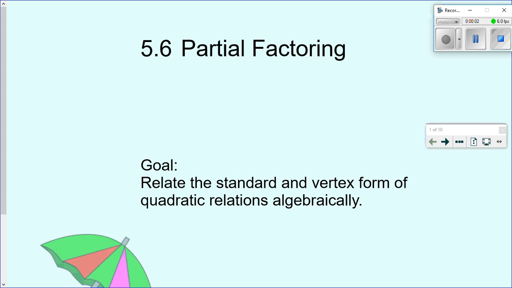Hi, everybody. Hopefully, you survived your lesson in algebra, converting between the different forms. Today, we're going to look at a slightly different type of factoring in order to find the variables.